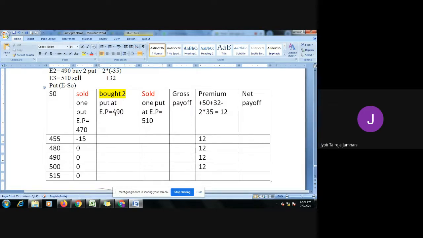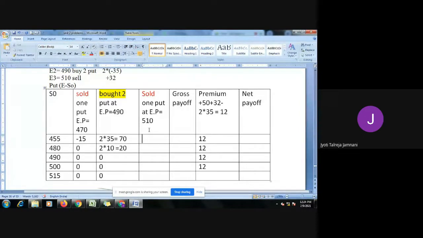490 minus 455, the gain is 35 rupees. We have two options, so 2 into 35, which is equal to 70. 490 minus 480, the gain is 10 rupees. So 2 into 10, you get a gain of 20 rupees. 490 minus 490 is 0. So 2 into 0 is 0. 490 minus 500 is minus. So we lapse the option.